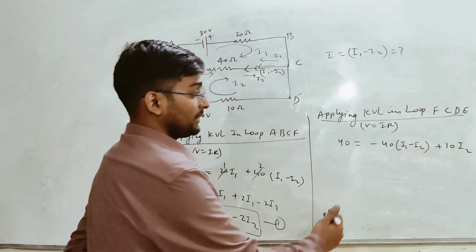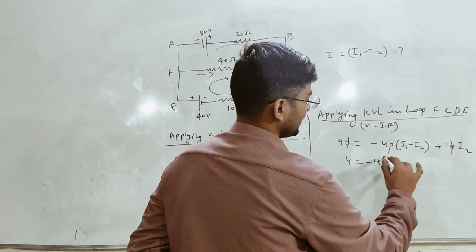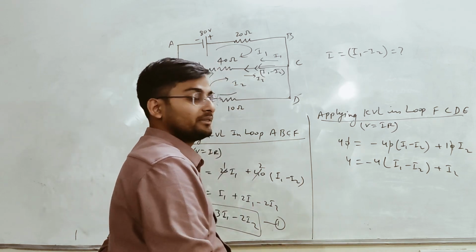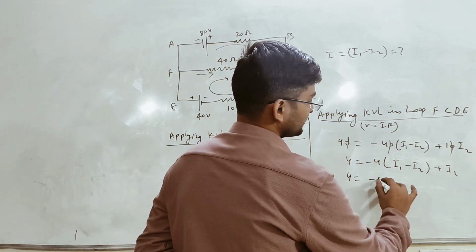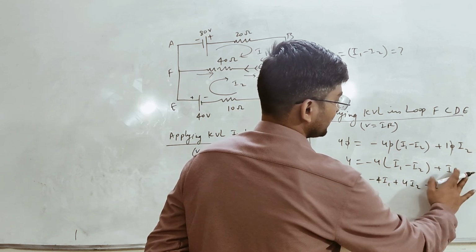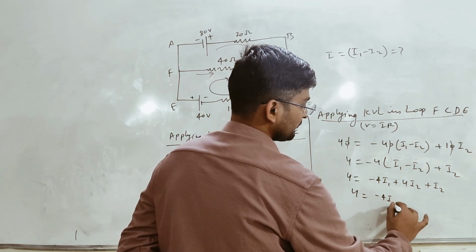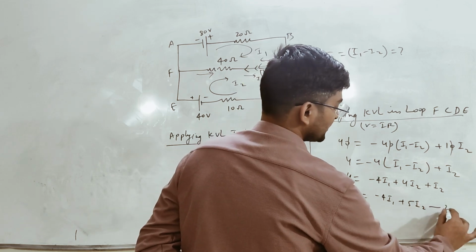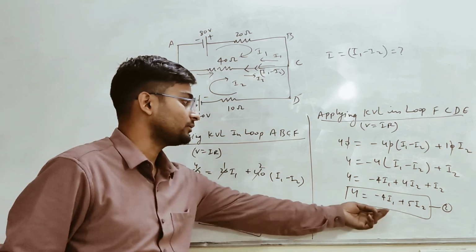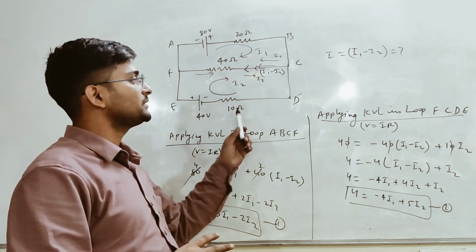Now we solve this. The zeros cancel, so we get 4 is equal to minus 4 into I1 minus I2, plus I2. When we simplify, 4 is equal to minus 4I1 plus 4I2 plus I2. When we calculate this, 4 is equal to minus 4I1 plus 5I2. This is the second equation. From these two equations, we find the values of I1 and I2, and then we get the value of I, which is the final required answer of this question.